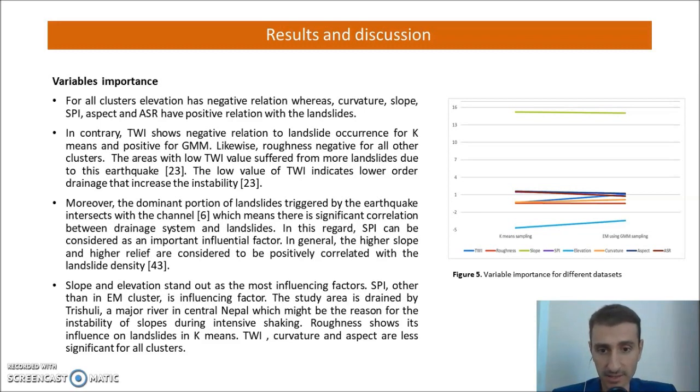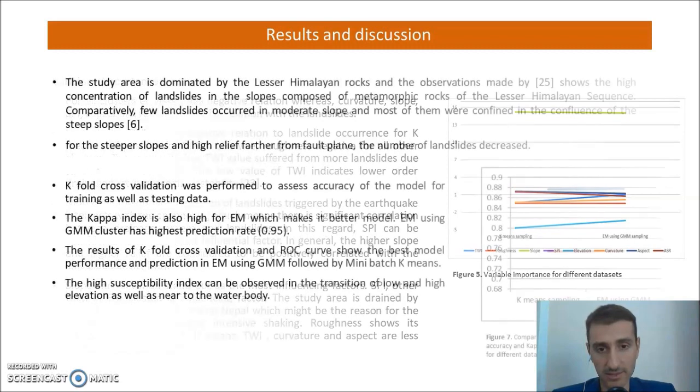Slope and elevation stand out as the most influencing factors, as we said. SPI, other than in the EM cluster, is an influencing factor. As you said, the Trishuli River, there's a major river there. It's the reason for the instability of the slope during the intensive shaking. Roughness shows its influence on landslides, but in the K-means, while TWI and curvature aspect are less significant for all the used clusters.